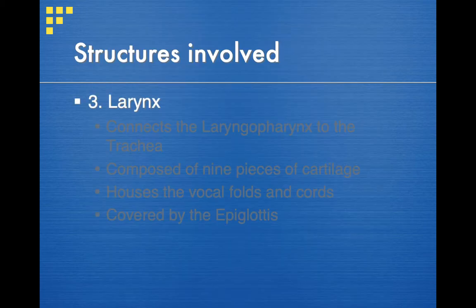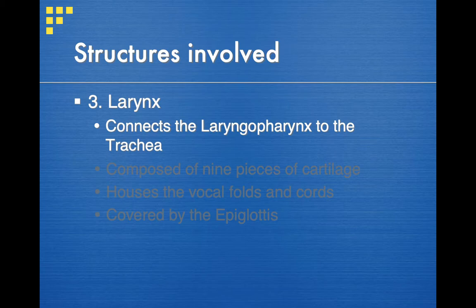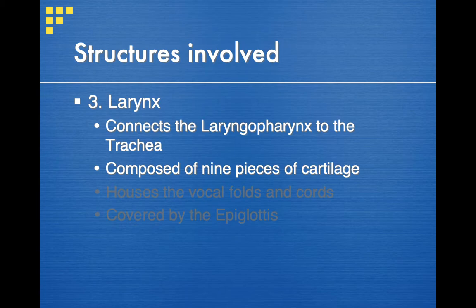Larynx, also known as the voice box, connects the laryngopharynx to the trachea, has 9 pieces of cartilage, has the thyroid cartilage and the cricoid cartilage. So 2 different pieces of cartilage. The thyroid cartilage is superior, the cricoid cartilage is inferior. Also would house the vocal folds, which would have the vocal cords in them. This is why it's called the voice box, because the larynx is what allows us to produce that sound.